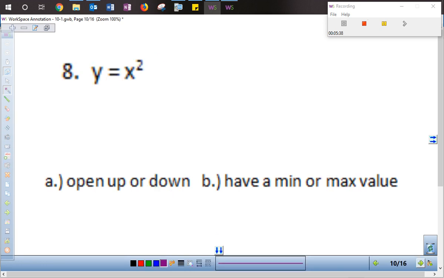Last one, does this one open up or down? This one's tricky. Since the A value doesn't look like it's there, it's actually 1, and that means it opens up because that's positive. So does that mean my vertex is a maximum or a minimum? This means my vertex is a minimum because it would look something like this.